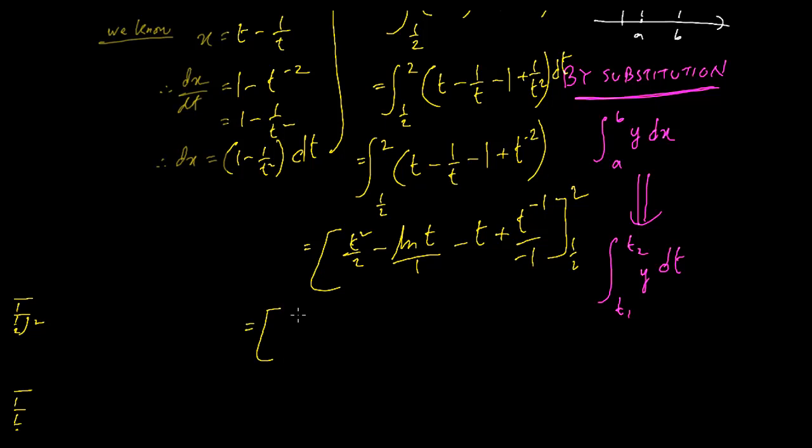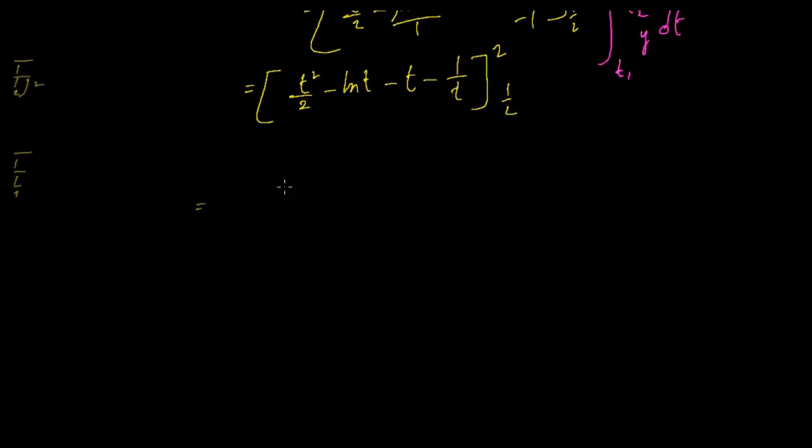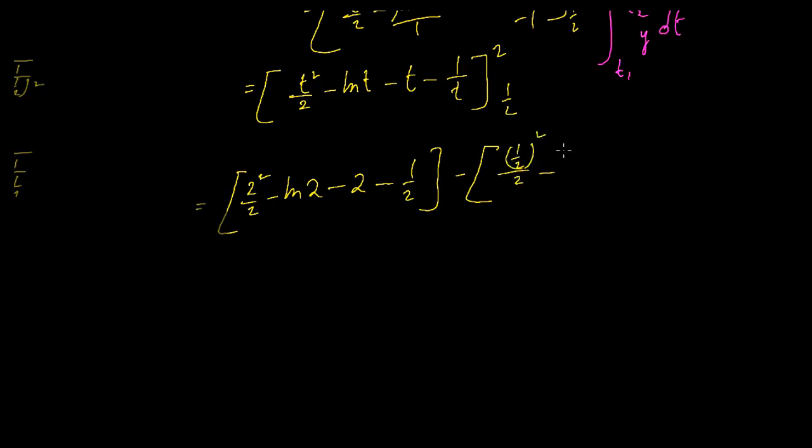Now we try to simplify this. We can write t square by 2 minus ln t minus t minus 1 by t. So limit is half to 2. Let's put the value of 2 first. So this would be 2 square by 2 minus ln 2 minus 2 minus 1 by 2. Now we can put the limit of half. Half square by 2 minus ln half minus half minus 1 by half. So this would be 4 by 2 is 2 minus ln 2 minus 2 minus half.